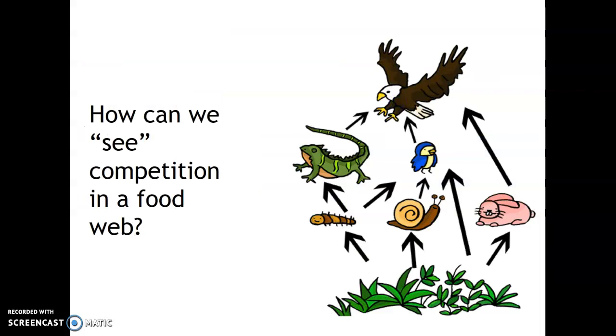So how would we be able to actually see competition? If we're looking at a food web, we look at the arrows. Any two things that eat the same thing always compete. So for example, the lizard and the bird both eat the caterpillars, so they compete for that resource. The bird, yes, has another food source as well. It can eat the little snails, and it can also eat the producers, but that is one food source that the bird's going to compete for with the lizard.